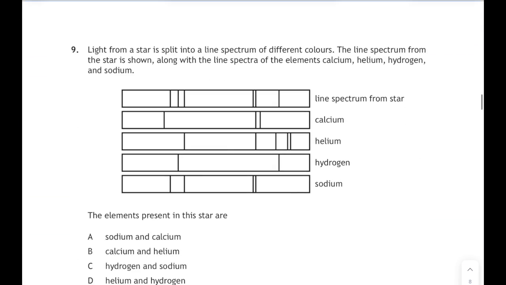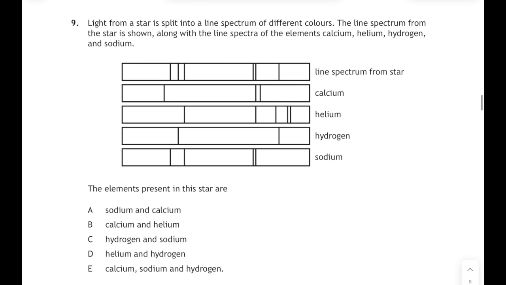Question 9. Light from a star is split into a line spectrum of different colours, and the line spectrum from the star is shown, along with the line spectra of the elements calcium, helium, hydrogen and sodium. And we have to identify the elements present in this star. So all we're trying to do here is match up the lines in the line spectrum from the star with the lines in the individual elements.